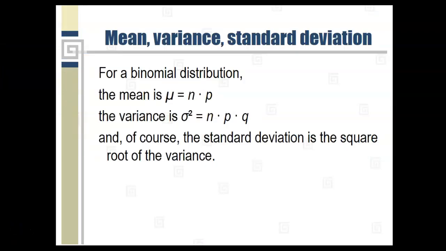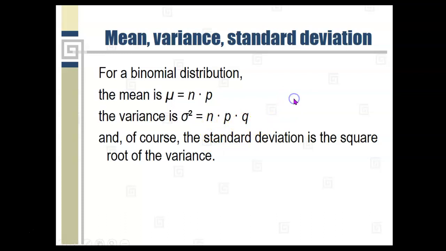Now, the other thing we're going to talk about in relation to binomial probability and binomial distributions is the mean, the variance, and the standard deviation for a binomial distribution. And there are simple formulas for all of those. The mean for a binomial distribution is n times p. The variance is n times p times q. And remember, q is 1 minus whatever p is. And the standard deviation is the square root of the variance. So the square root of n times p times q.